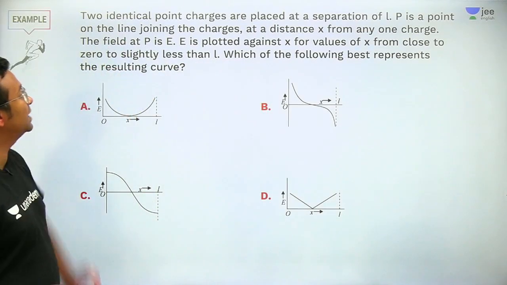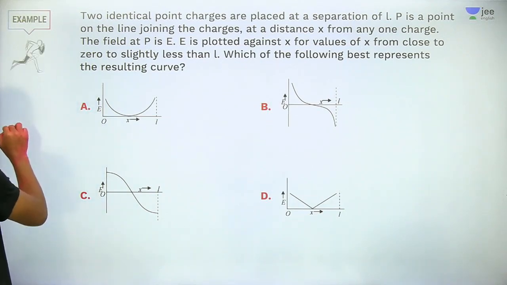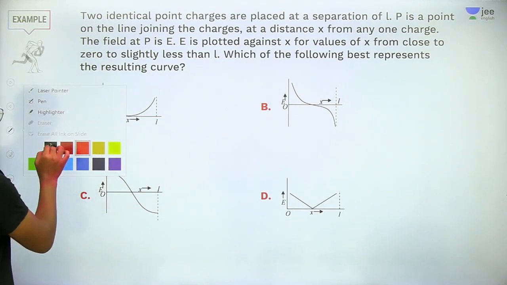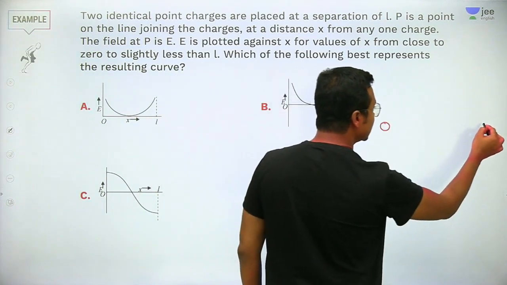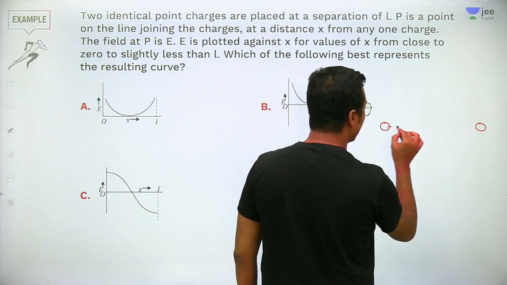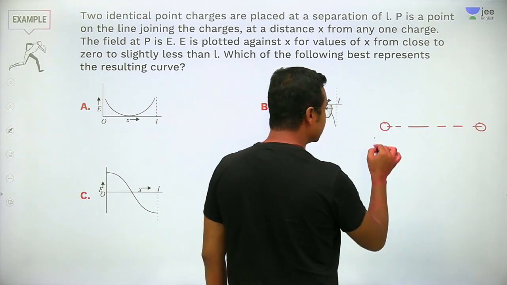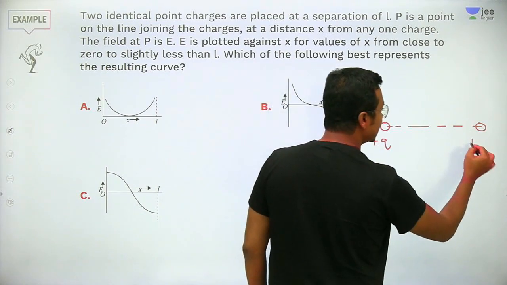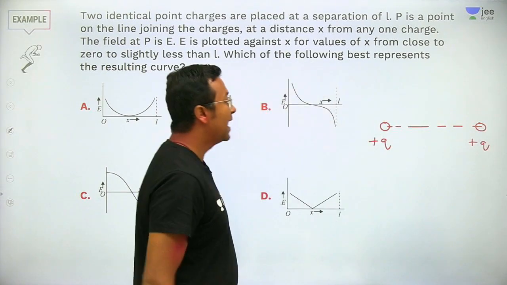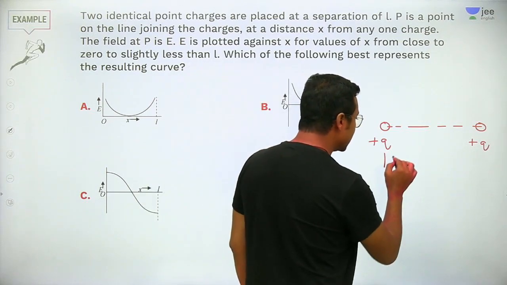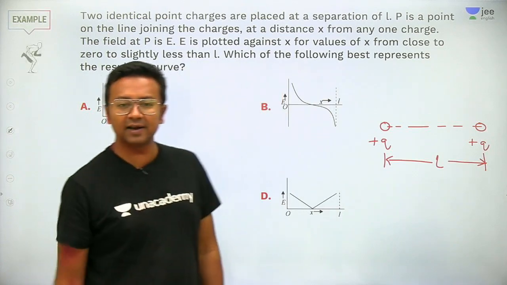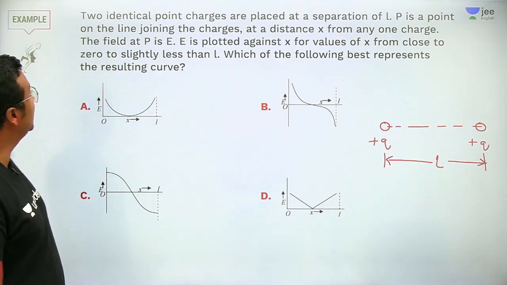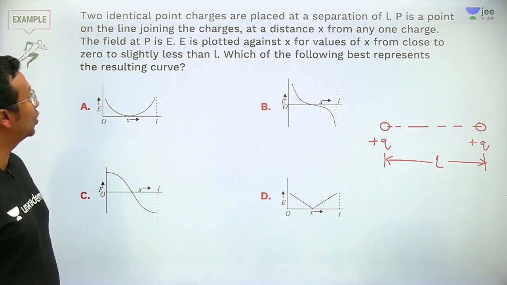Okay, so we will get started here. We have two identical point charges. So let's say this is one charge and this is the other charge. Say this is plus q, so the other charge will also be plus q, and the distance of separation between them is equal to L. Fine enough. Now P is a point on the line joining the charges.